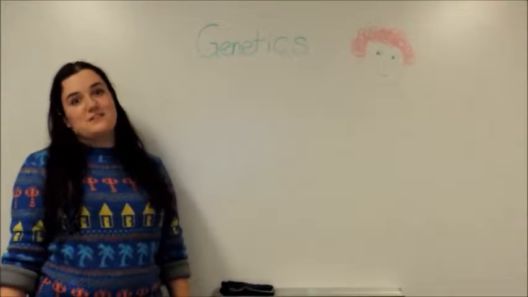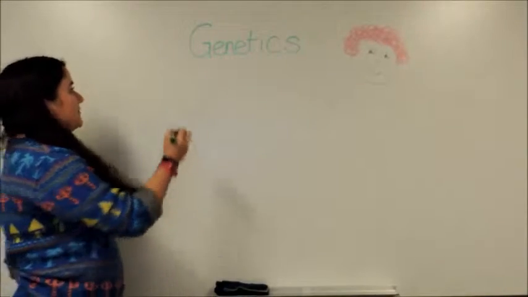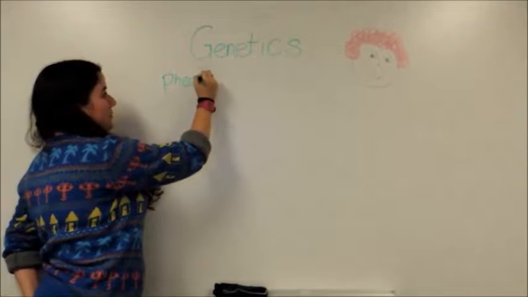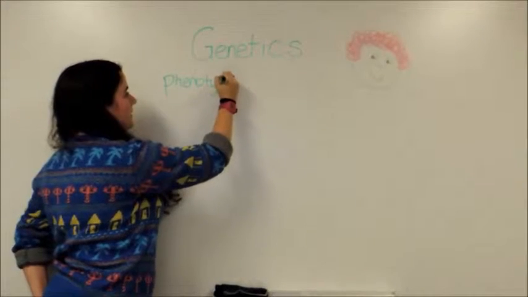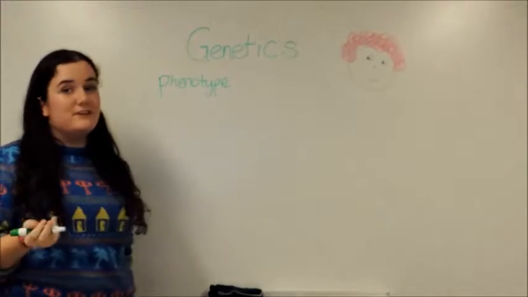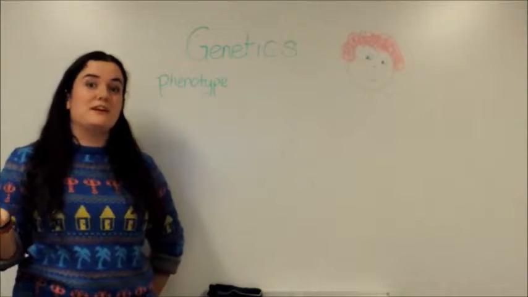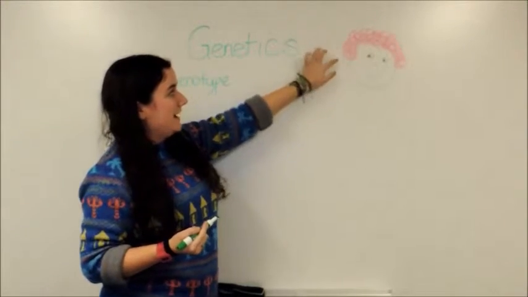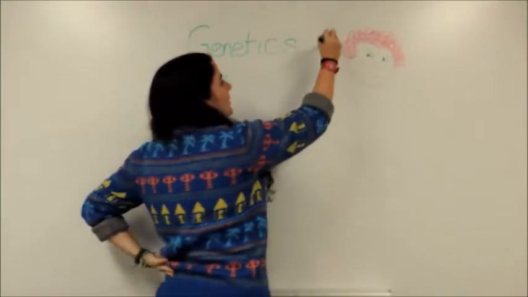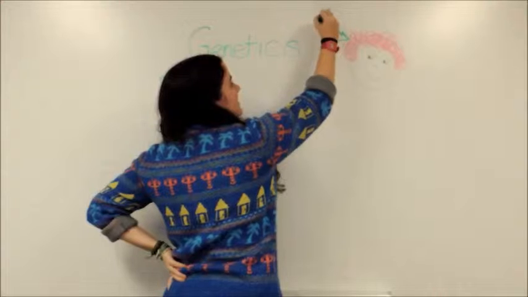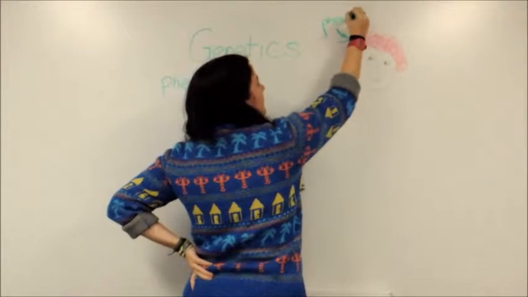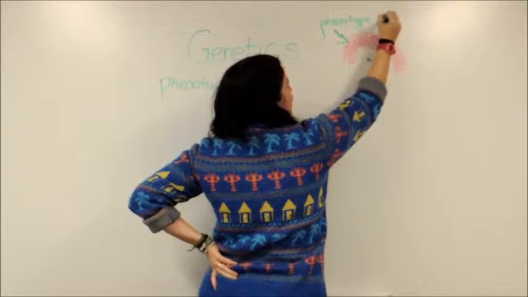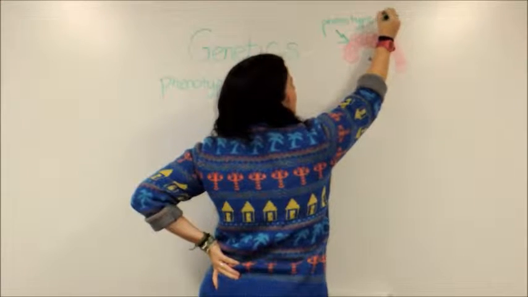So, some basics of genetics. We're going to go over some vocabulary. The first word we're going to go over is phenotype. The phenotype is an observable trait like freckles, eye color, hair color. So, what you see is the phenotype. And I'll draw an eye so you know that you're seeing it.